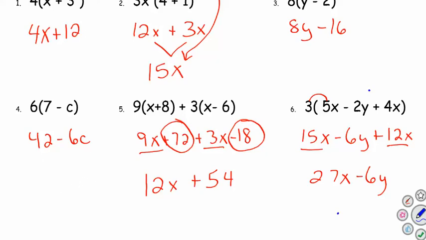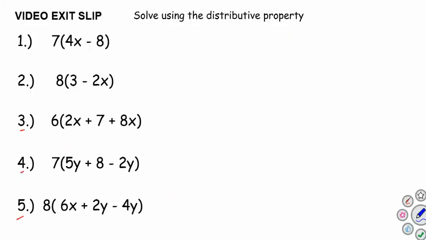All right. So here is your exit slip. You have 5 questions. I think on your exit slip it says 6, so you can just cross off the number 6. You need to distribute, and if need be, you're going to combine like terms. And it kind of looks like these long ones here, you're going to be able to do some combining like terms at the end.